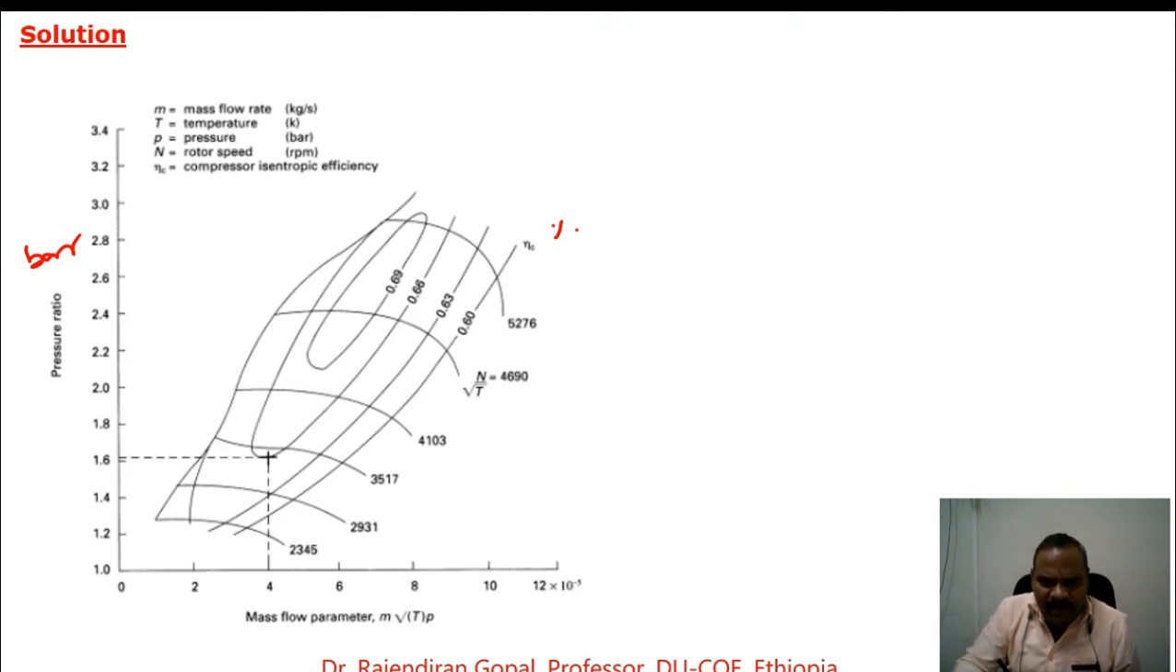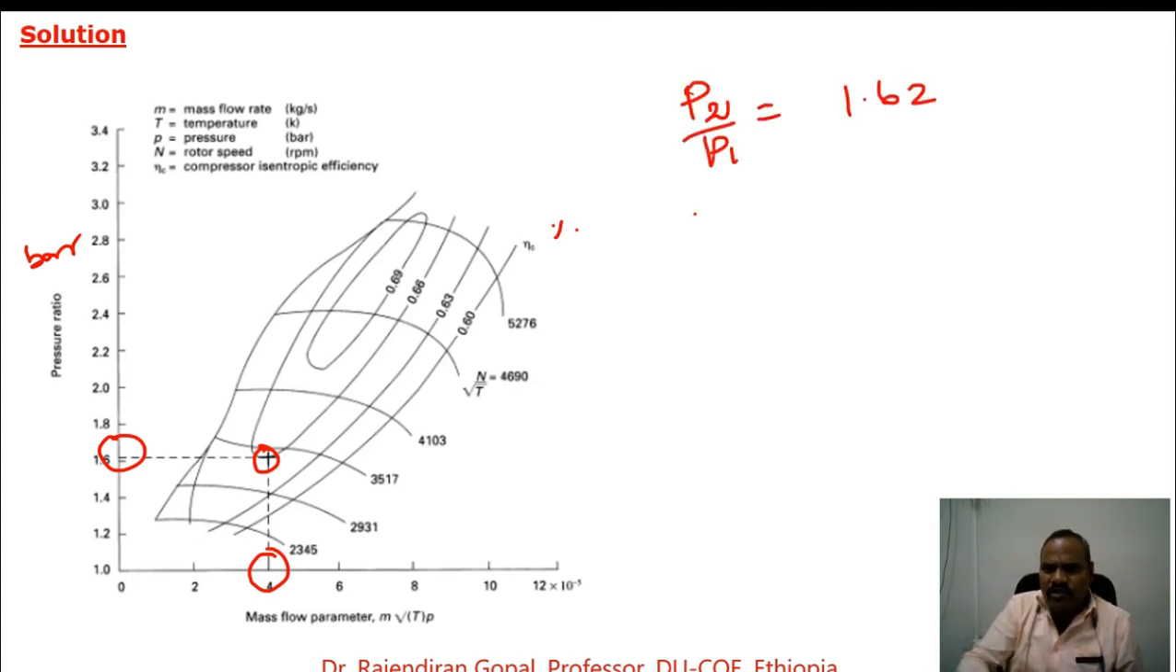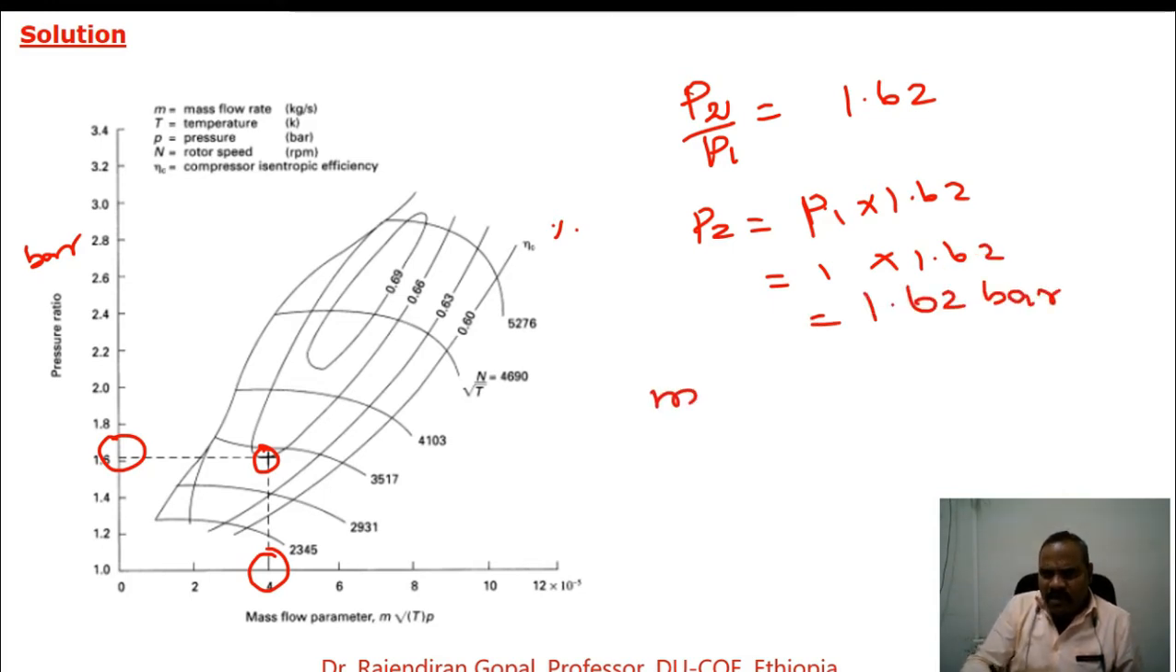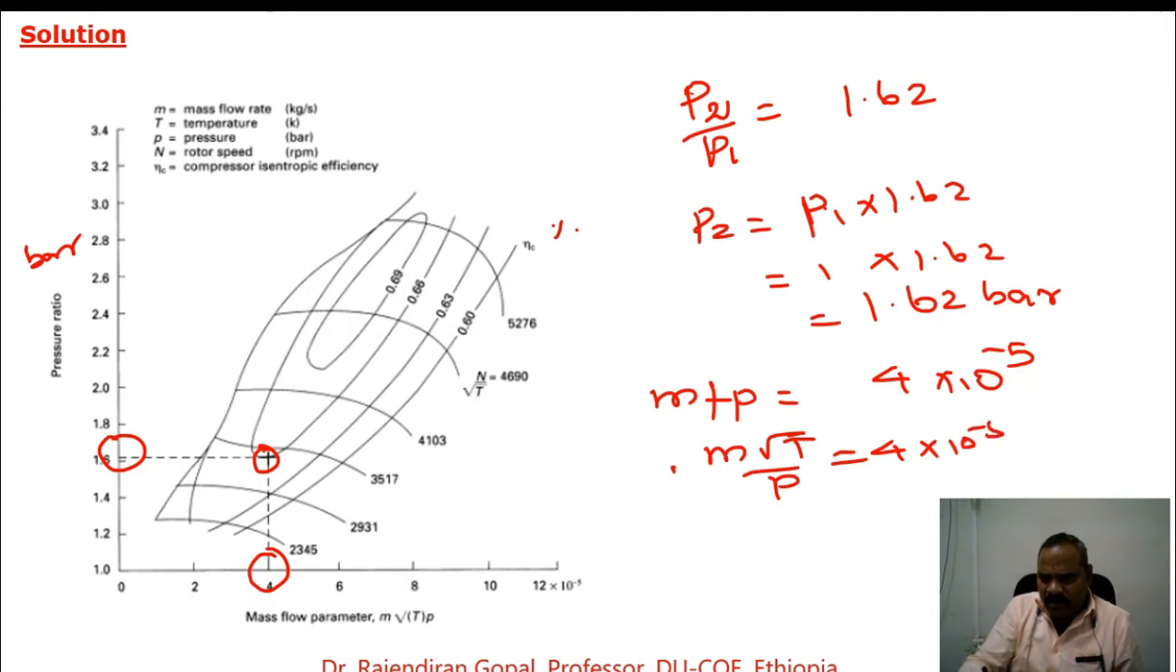From the figure, with this operating point, we observed that the pressure ratio is equal to 1.62, then P2 is equal to P1 multiplied by 1.62, that is equal to 1 multiplied by 1.62 equal to 1.62 bar. Then mass flow parameter is equal to 4 into 10 to the power minus 5. This mass flow parameter is equal to m into root T by P is equal to 4 into 10 to the power minus 5. And the isentropic efficiency of the compressor is equal to 0.66.